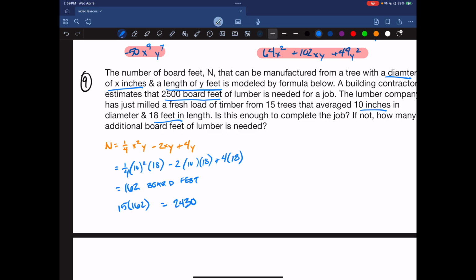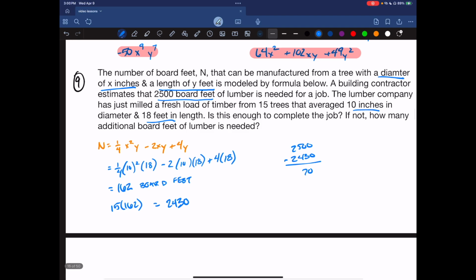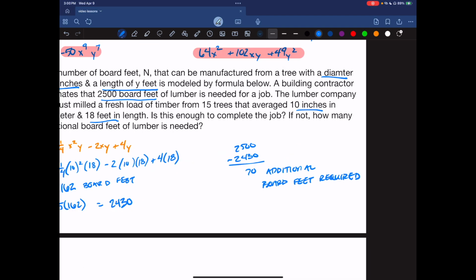And now I'm ready to answer the question. The contractor says it's going to take 2,500 board feet to finish this job. I currently have, based on the 15 timbers, 2,430 board feet. Is that enough? Well, no. 2,500 minus 2,430 is going to give me 70 that I'm missing. So 70 additional board feet are required.